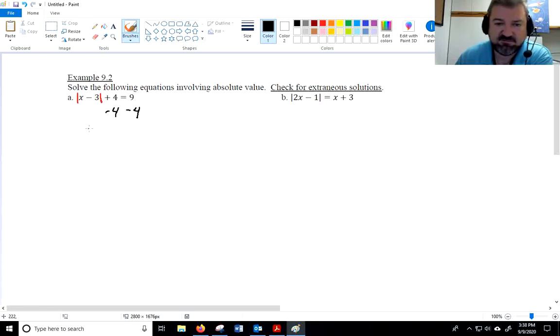All right, subtract 4 from each side. You get x minus 3 in absolute value is equal to 5. Here comes the step to remove the absolute values. To remove the absolute value bars, you take what's inside the absolute value and set it equal to the negative and the positive of what it's equal to.